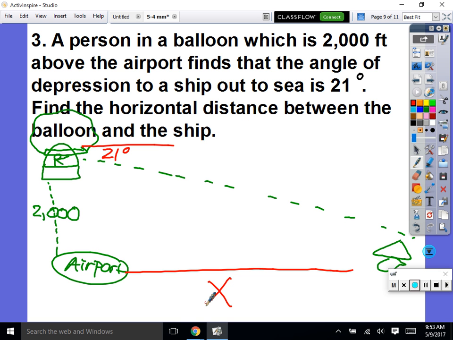Does everybody understand? Now from here, since this is my angle of depression, where should I put my 21 degrees in my triangle? See how it's not in the triangle right now? We can't use it till it's put in our triangle. Where should that go? Good, down here, yes. Perfect. Does everybody see why? Alternate interior angles are equal, so now we can set up a true statement.